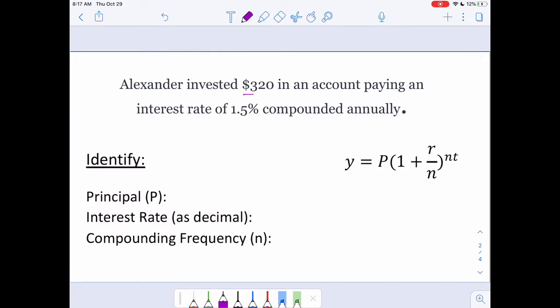Alexander invested $320 in an account paying an interest rate of 1.5% compounded annually. Great, so we know our principal, our initial value is $320. Our interest rate is 1.5% written as a decimal. And our compounding frequency is 1 because it said annually. So we can really easily write our formula. Y equals 320 times 1 plus 0.015 over 1.